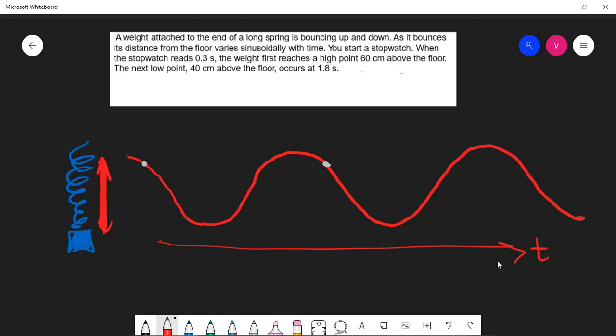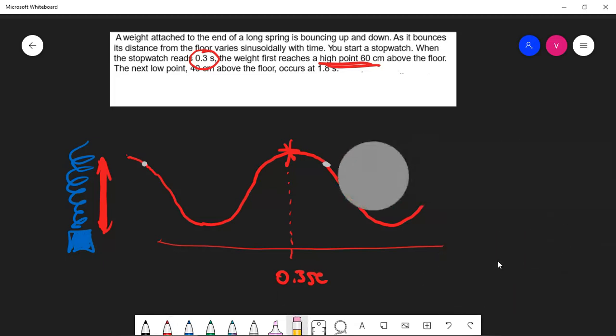When the stopwatch reads 0.3 seconds, the weight reaches a high point. So now you have a nice high point here. When is that time here that you looked at, 0.3 seconds? And then you know the height and all of that. So let's go graph this now quickly. I'll erase all of this.